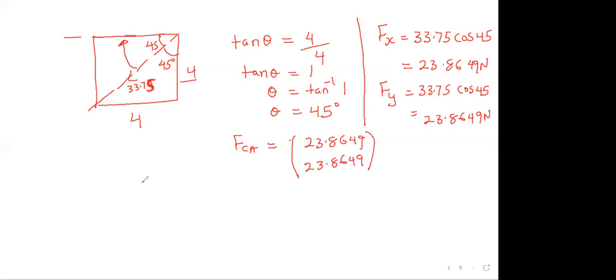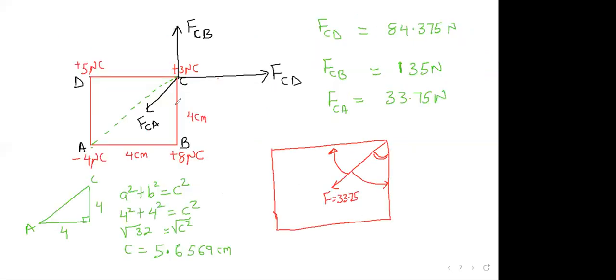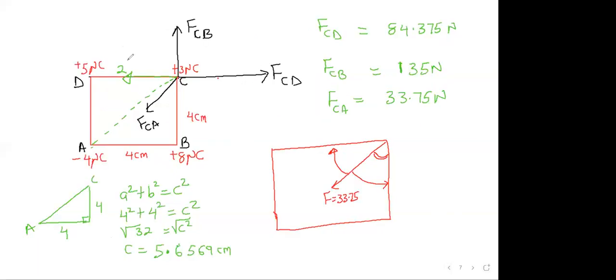Now, after doing so, we are going to get our net force. Let me take you back. That means that this CA, we have resolved it. And when we resolved it, we have come out with a force along this axis, pointing like this. What force was that? 23.8649. We have also resolved that force. And down here, we also had 23.8649 newtons. Now, that means that our force acting on C, you have more two forces.